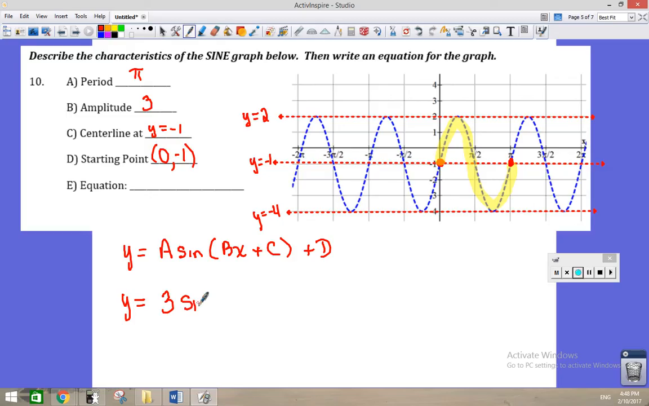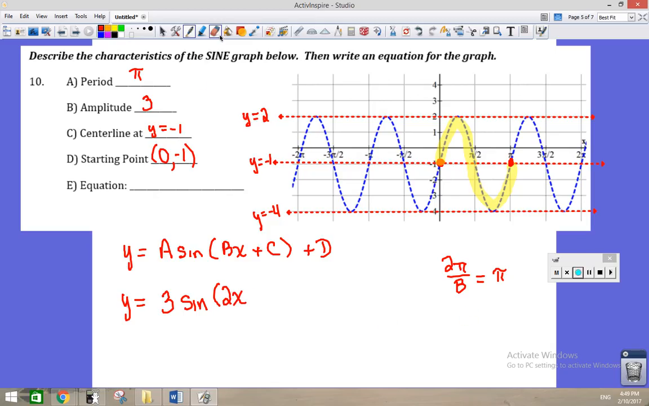Now, I know that there was a horizontal compression, that normally my period is 2 pi. So it's 2 pi divided by b gave me pi. Well, that means that b has to be 2. So I have the sine of 2x here.